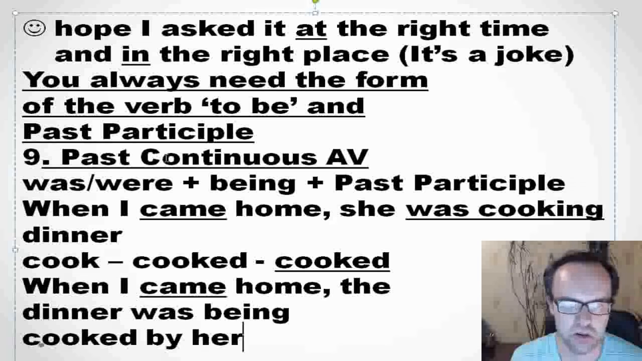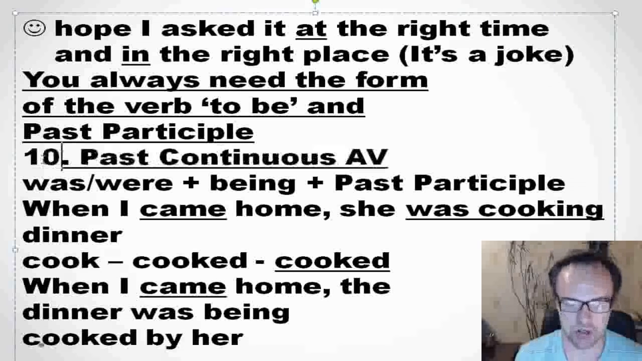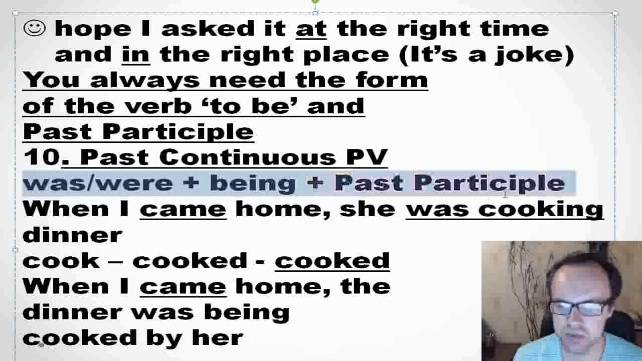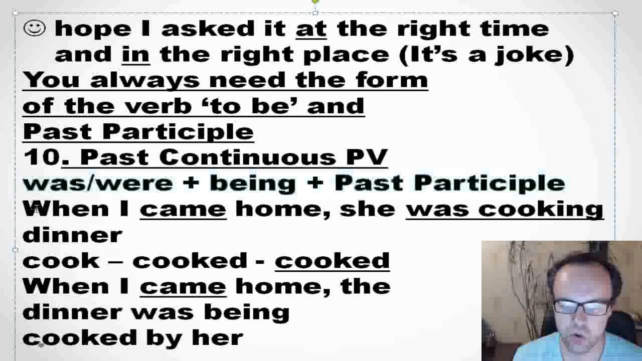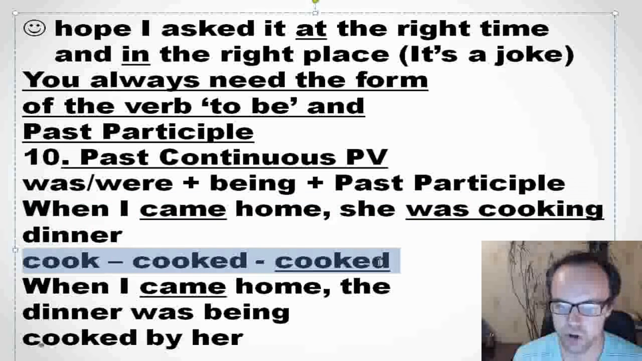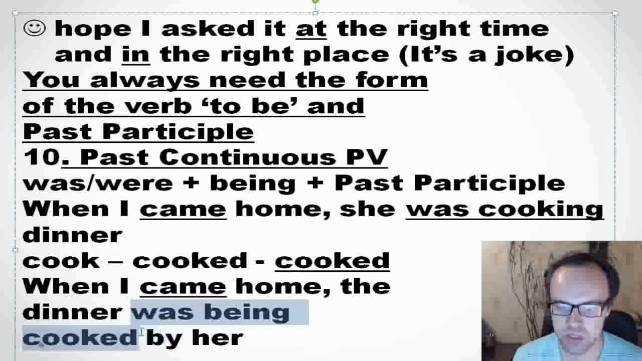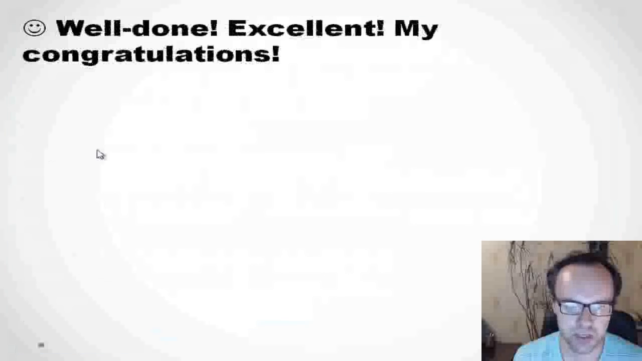So you see, you always need the form of the verb to be and past participle. Past continuous active voice was active voice, but we talked about passive voice. So: was plus being plus past participle. When I came home, she was cooking dinner. Cook, cooked, cooked. This verb is regular. When I came home, the dinner was being cooked by her. Well done. Excellent. My congratulations.